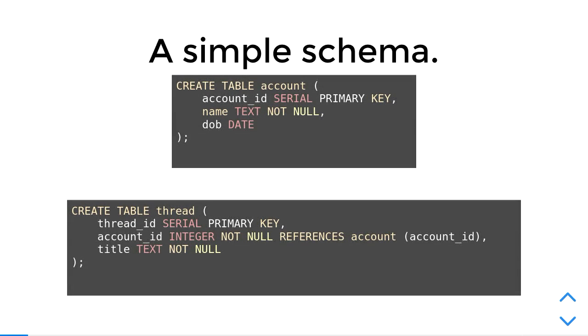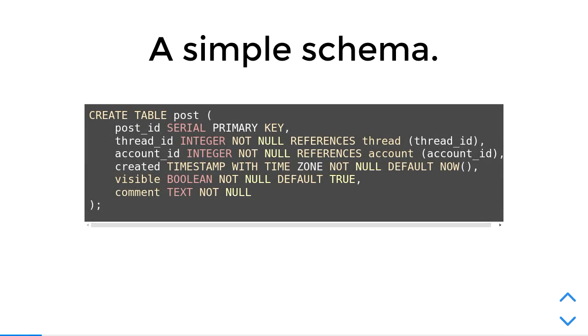So we're going to start with a very simple schema here for a threaded forum post. We're going to have our user account. Very simple: account ID, name, date of birth. We're going to have a thread, which has an account ID as to who created it, and a title. And then we're going to have our post table, and our post table is going to contain most of our data. So it's got the post ID, the thread that it's a part of, who created it, when it was created, whether or not it's visible, has it been moderated out of existence, and what the actual content is.